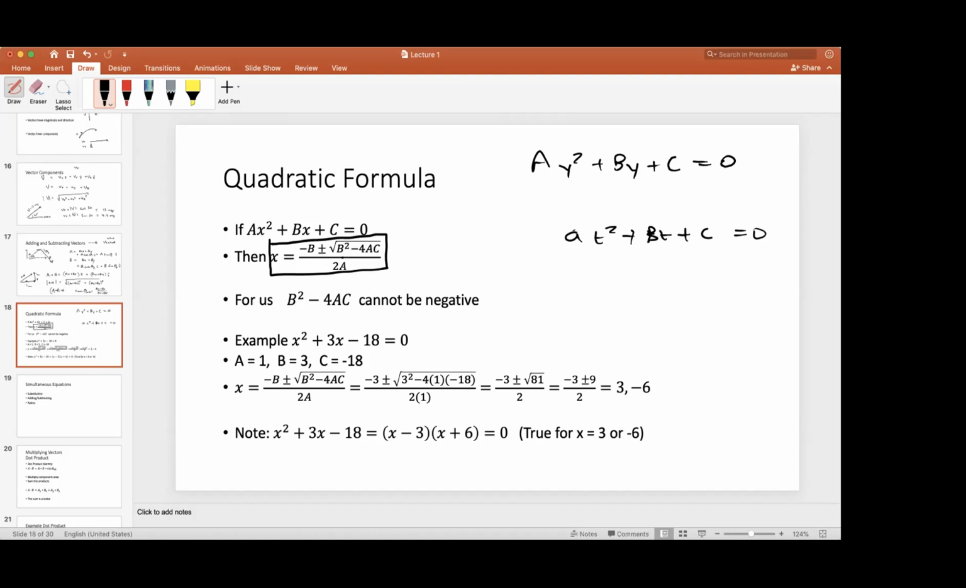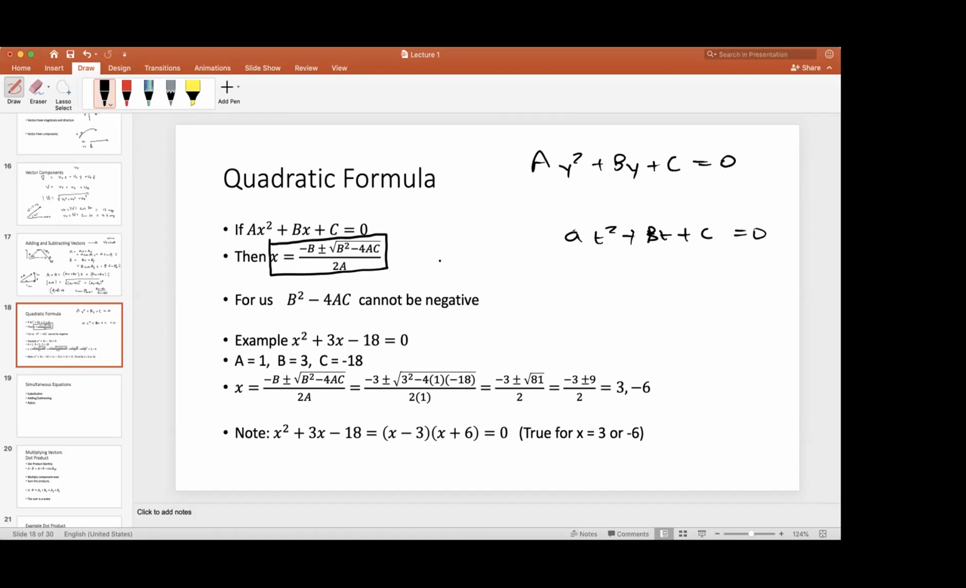The only thing that you need to worry about is b squared minus 4ac cannot be negative. If it ends up being negative, something is seriously wrong in your equation. You've got a negative sign somewhere, you've forgotten a negative sign, something weird is going on. That means that 4ac can't be bigger than b squared.